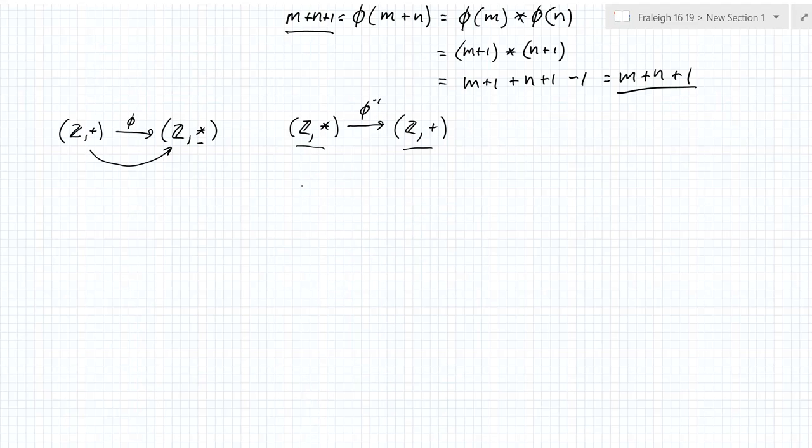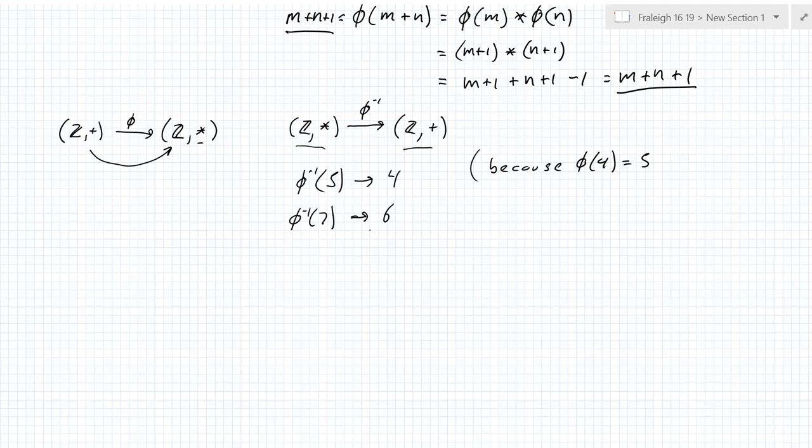So let's just look at phi inverse of, say, 5. So phi inverse of 5 should be what? It should be the thing that phi maps to 5. In other words, it's 4. And that's because phi of 4 is equal to 5, right? And we could also examine phi inverse of 7, which is, of course, equal to 6.